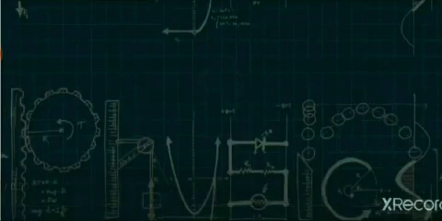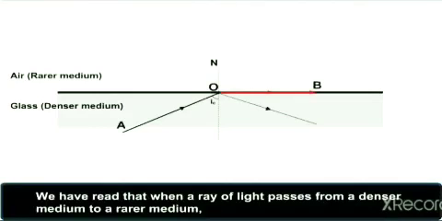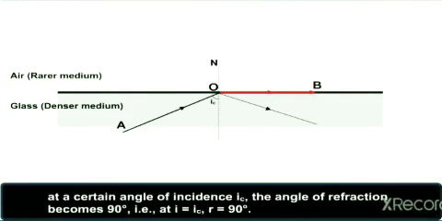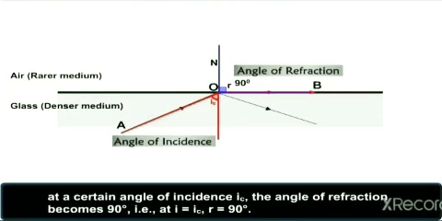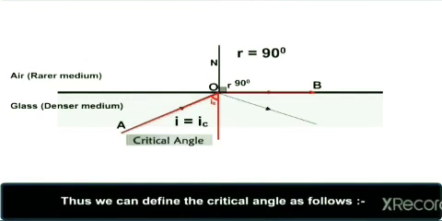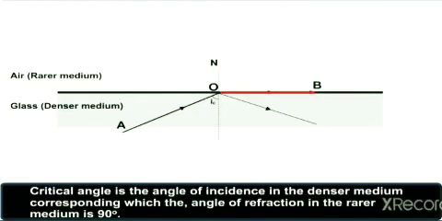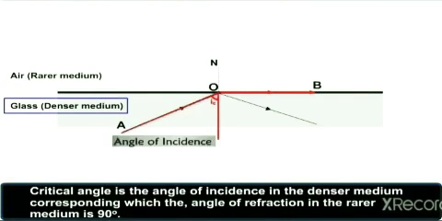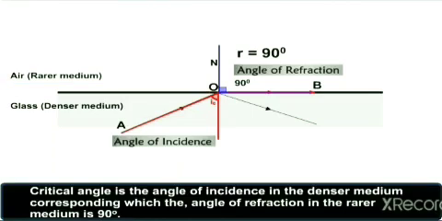Critical angle. We have read that when a ray of light passes from a denser medium to a rarer medium, at a certain angle of incidence, i_C, the angle of refraction becomes 90 degrees. That is, at i is equal to i_C, r is equal to 90 degrees. The angle i_C is called the critical angle. Thus, we can define the critical angle as follows. Critical angle is the angle of incidence in the denser medium, corresponding to which the angle of refraction in the rarer medium is 90 degrees.